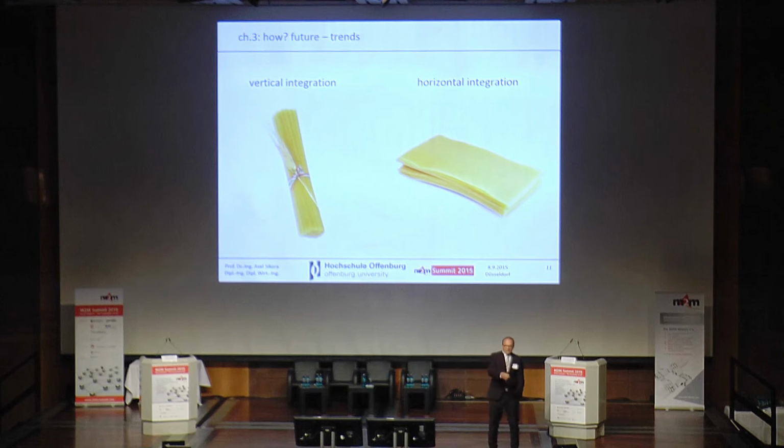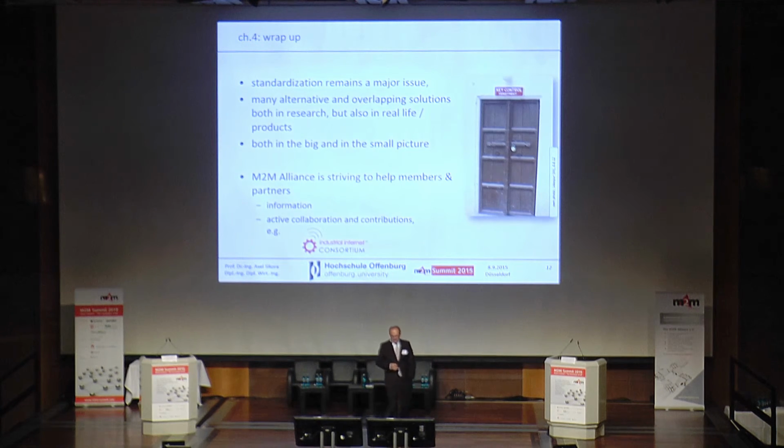Then electric cars need to be connected to the smart grid. Then home automation and telehealth, telecare need to be integrated. So we need this horizontal integration. So we have to move from spaghetti to lasagna in this picture. And this will keep us busy, I believe, for the next decades to really get to this picture.